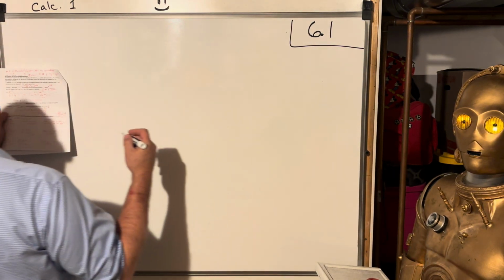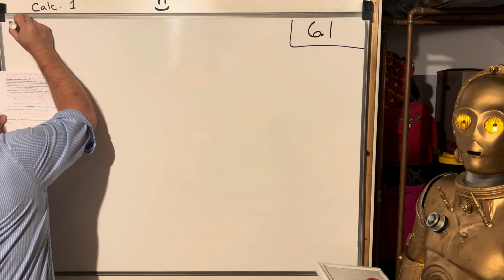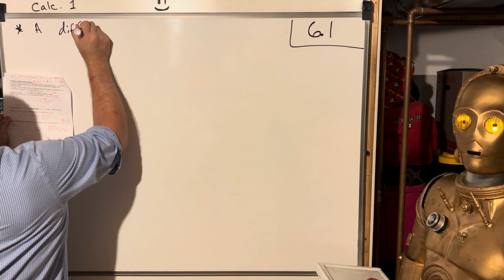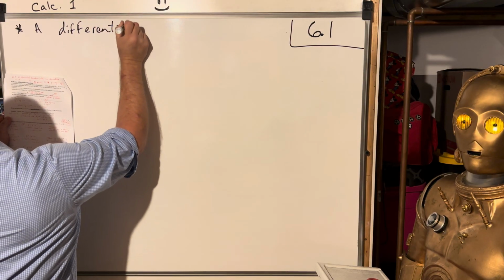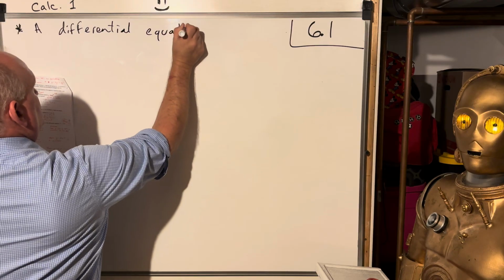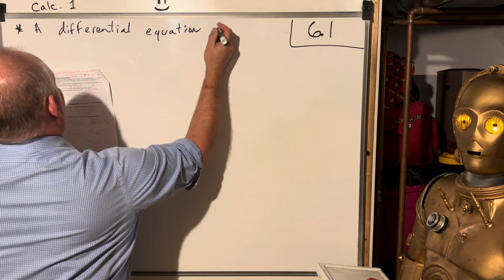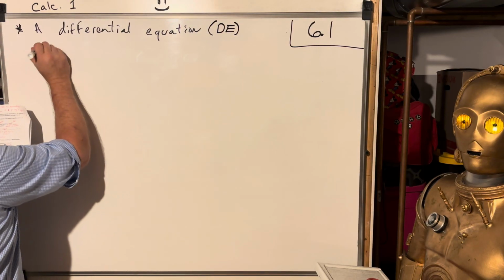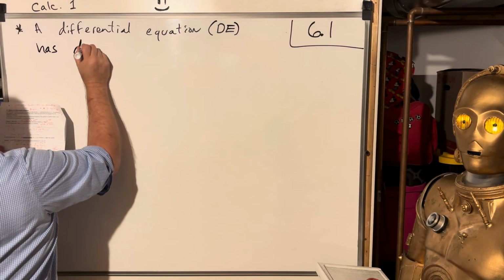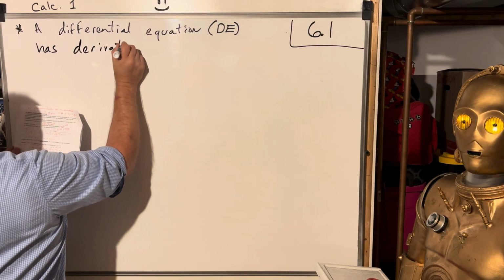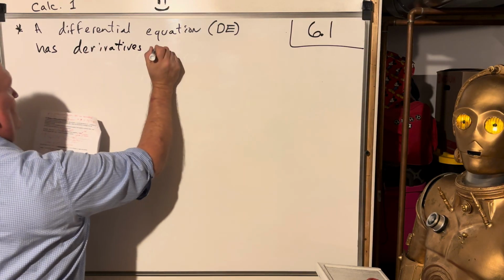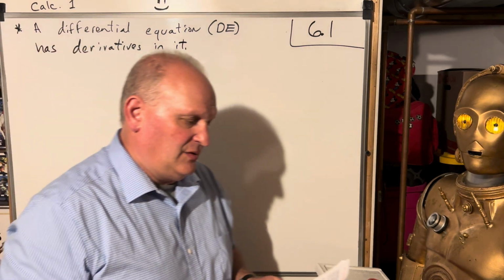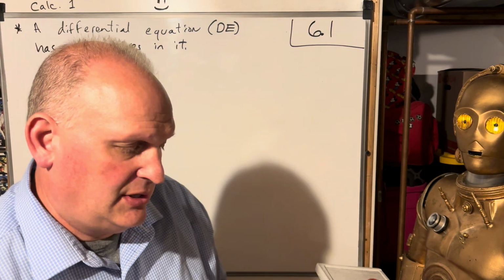And we'll jump in. So a differential equation, you can write this way at the top of the page. A differential equation, which we will refer to as a DE, has derivatives in it. We're going to be building on this; we've played around with these a little bit already in Chapter 5.